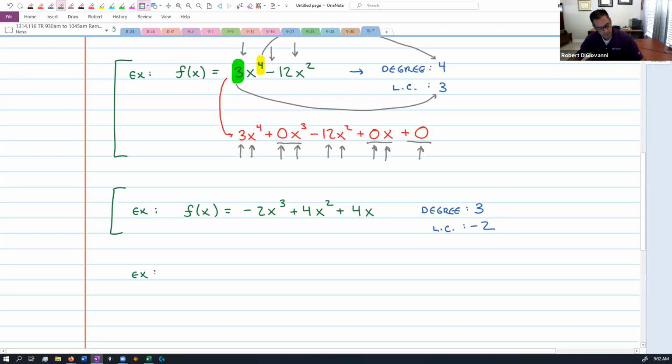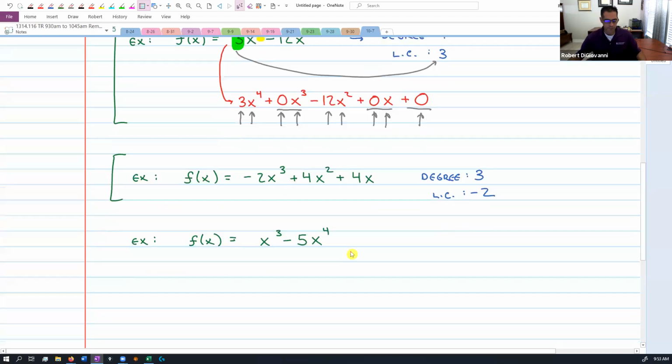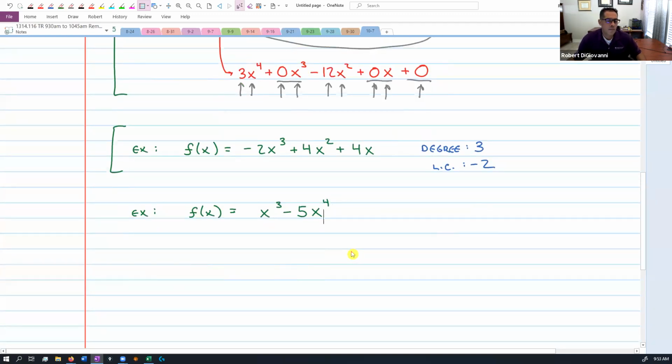Do another one. f of x equals, let's go with x to the third minus 5x to the fourth. So what about this? We have numbers in front of x's, and those x's are raised to powers. Those powers we see are nice counting numbers, right? They're not negative, they're not fractions. So what would the degree of this one be?